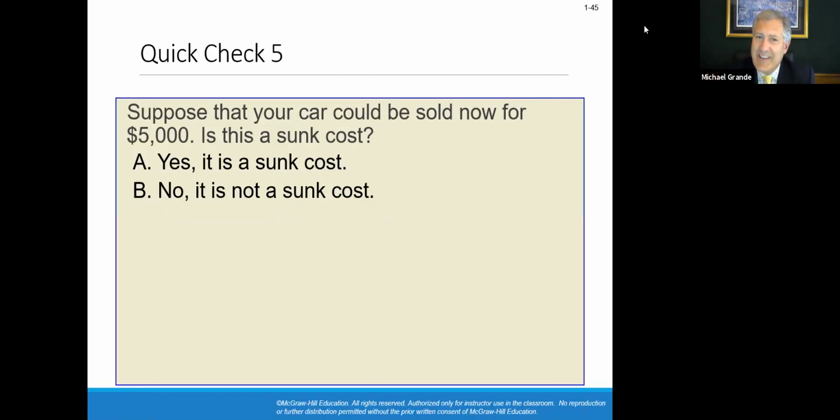Suppose that your car could be sold now for $5,000. Is this a sunk cost? No, it hasn't happened in the past. It's something that could happen in the future. A sunk cost is something that happened in the past.